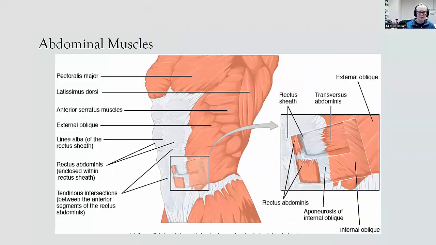The abdominal muscles include the rectus abdominis, external obliques, internal obliques, and transverse abdominis, also known as the TA. Together, these abdominal muscles work to optimize spinal mechanics. They provide sagittal, frontal, and transverse plane stabilization.